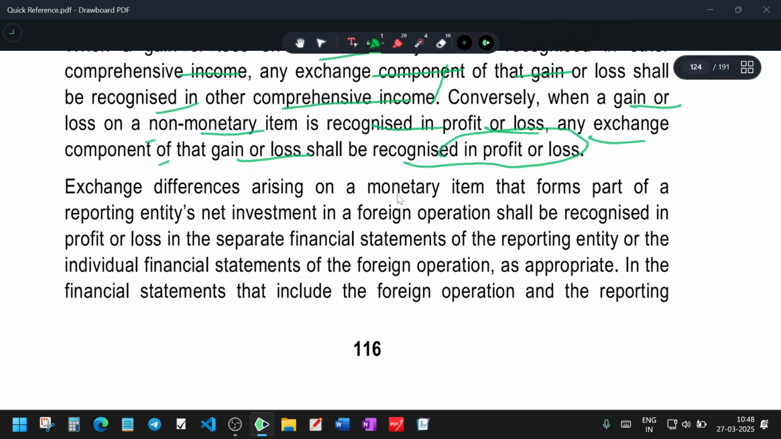The exchange differences arising on a monetary item forming part of the reporting entity's net investment in a foreign operation shall be recognized in profit and loss in the separate financial statements of the reporting entity or the individual financial statements of the foreign operation, as appropriate. Where the reporting entity has a net investment, you should see what the net investment is, what the monetary items are, and what the foreign exchange gain is. That should be disclosed in the P&L account.